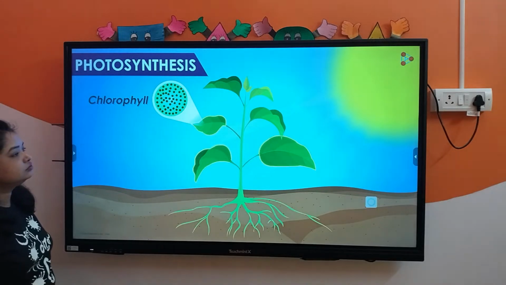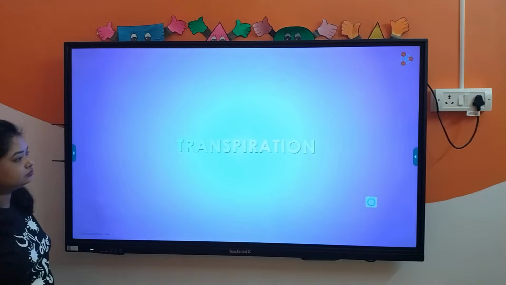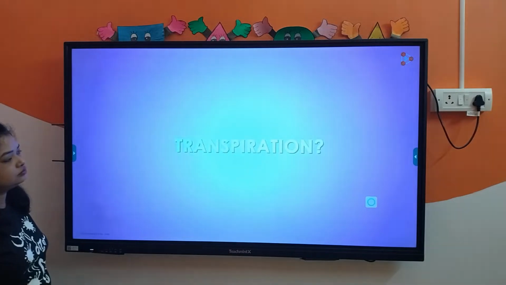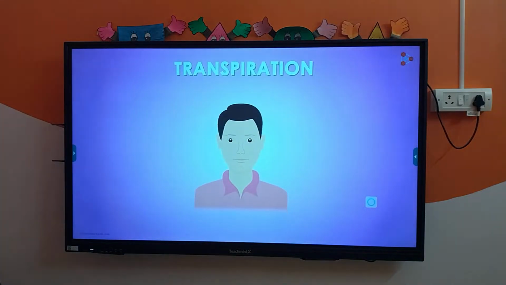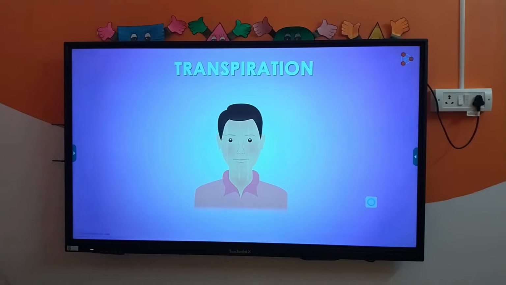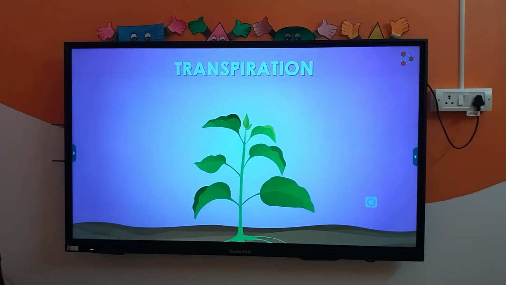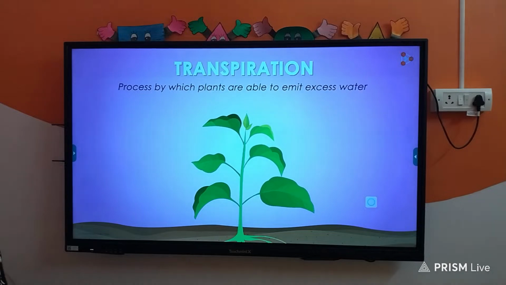In addition to photosynthesis, there is one more important function that leaves perform. This is called transpiration. What could this process be? Humans perspire to remove the excess water through skin and cool the body. In very similar fashion, plants opt for transpiration. So transpiration is the process by which plants are able to emit excess water in the form of vapor.